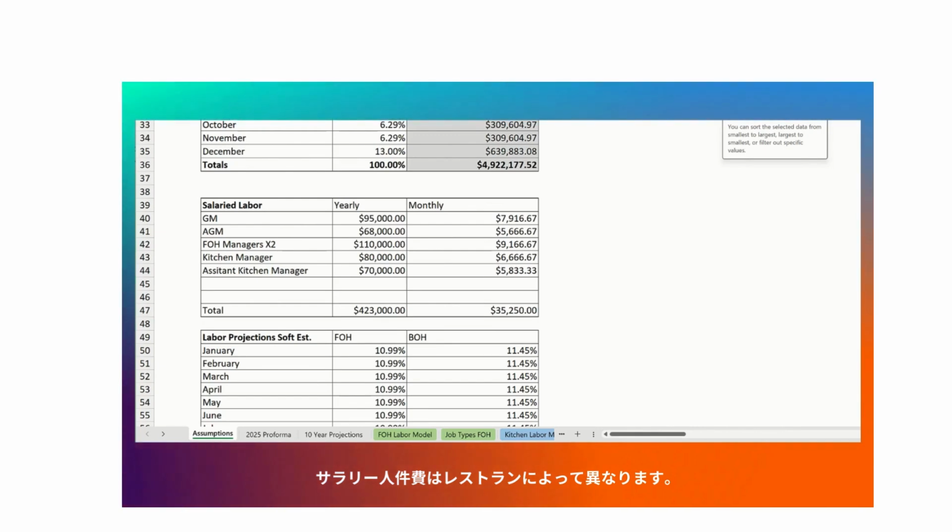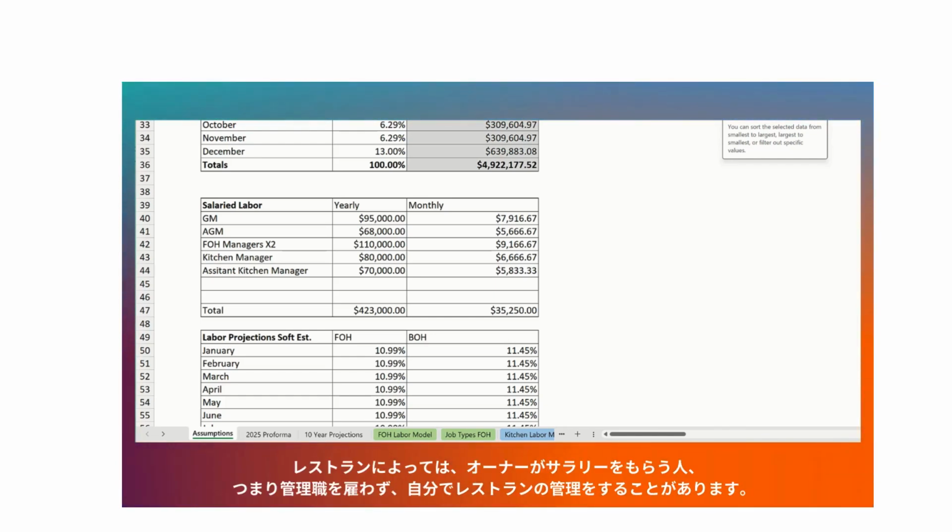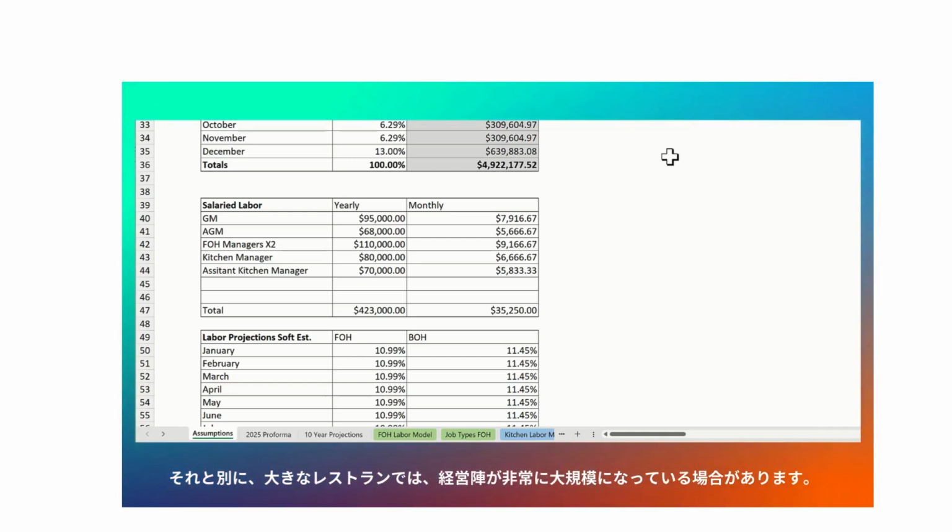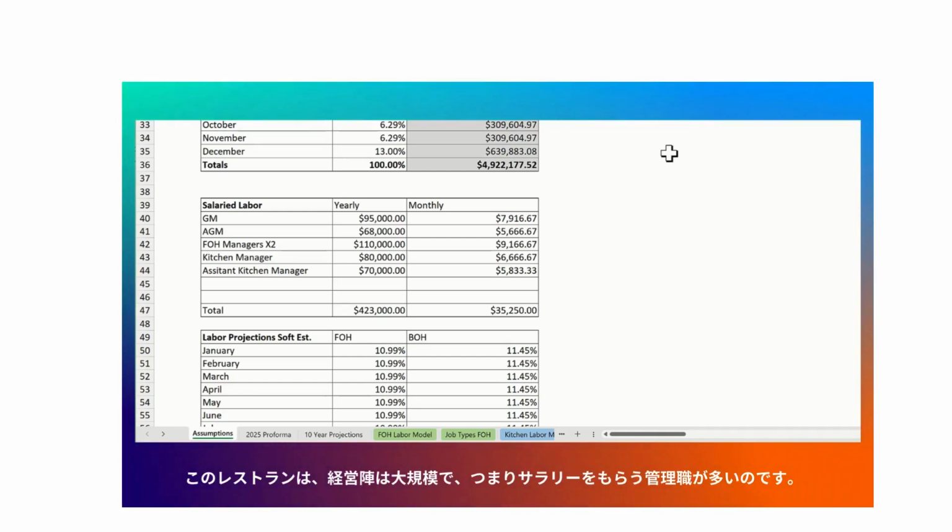When thinking about our salaried labor, again, every restaurant's going to have different demands. Some restaurants, the owners may choose to have no salaried labor themselves and manage the restaurant themselves. Other larger restaurants may have very large management teams. In this particular case, this is a larger management team. So what we've shown here is that in this particular market, a GM, we're going to need to pay about $95,000 a year. An AGM will pay about $68,000 a year.